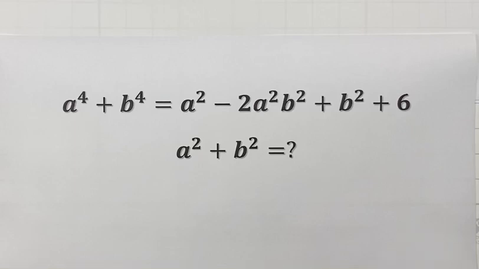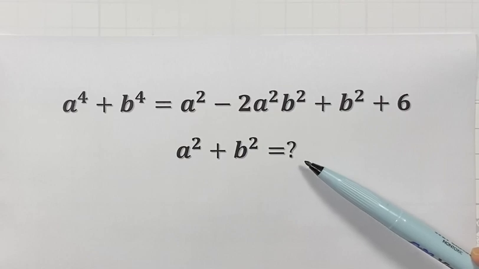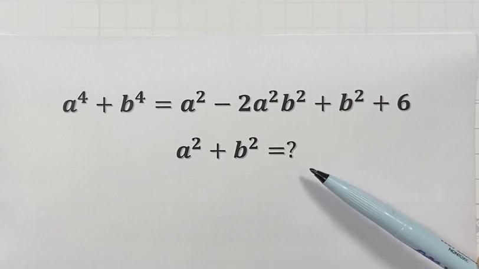Hello everyone, here's a question. Given this condition, we want to solve for a squared plus b squared. How to solve this question?